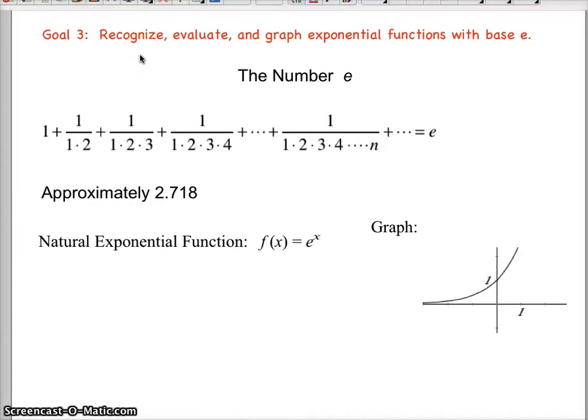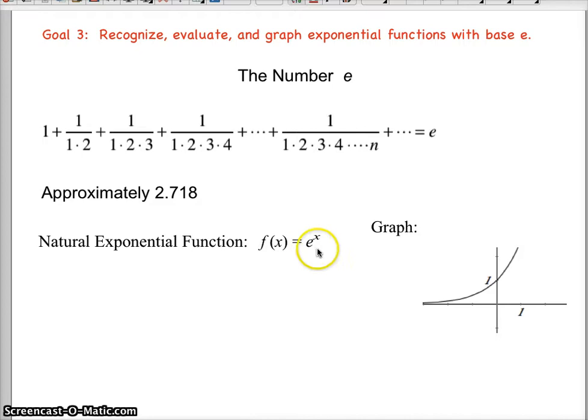Let's talk about recognizing, evaluating, and graphing exponential functions with base e. The number e is found in this way: 1 plus 1 divided by 1 times 2, plus 1 divided by 1 times 2 times 3, plus 1 divided by 1 times 2 times 3 times 4, and so on and so forth. And so if you turn all of these into decimal values and add them, you get approximately 2.718. Now this is an irrational number, so it continues going, but I just rounded it. E is the natural number, and this is the natural exponential function.